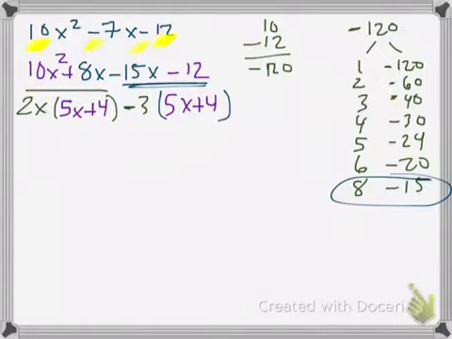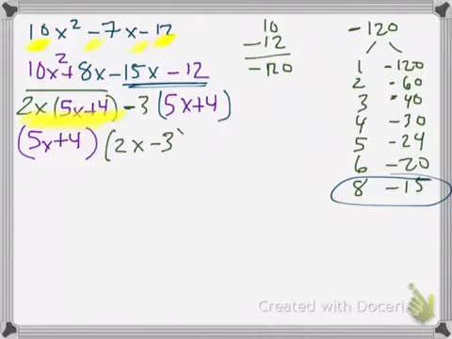They have a binomial in common, that 5x plus 4. So I'm going to divide that out from my 2 terms. If I divide it from this first term here, I'm left with the 2x. And if I divide it out from the second term, I'm left with the minus 3. And we're done. We've now factored our trinomial in the beginning into 2 binomials that are multiplied to each other.